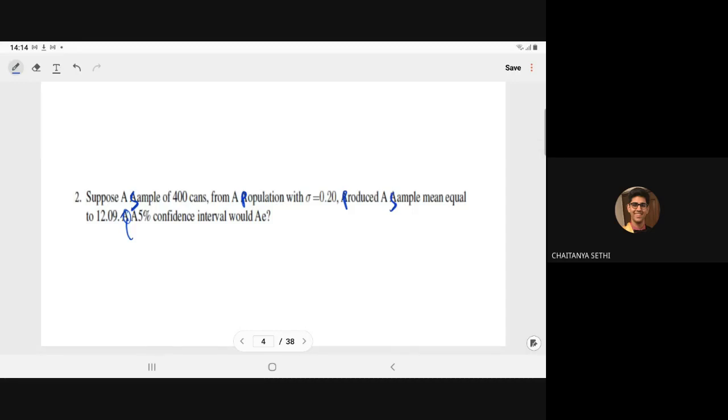The main thing is this. Nowhere have we been given the information that it is normally distributed. In this question we have not specified that the quantity follows the normal distribution. Suppose a sample of 400 cans, so the sample size n is given to you, from a population with sigma equal to 0.20. So this population may be of any distribution. It produced a sample mean, whatever the 400 cans you have taken, if you measure the quantity, the sample mean will equal 12.09.